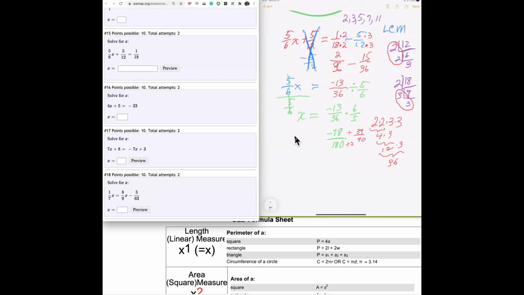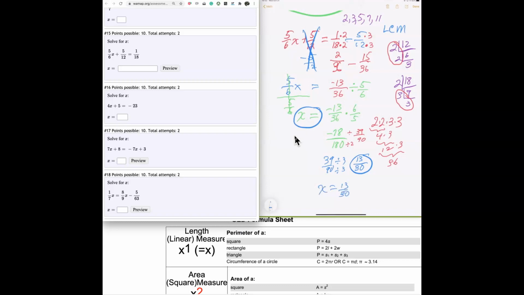Wow, and these are both divisible by 3. Cool. All right, I'm going to rewrite it, 39 over 90. We can take out a 3 twice. 39 divided by 3 is 13, right? 90 divided by 3 is 30. And I think that's as far as we can go. So this is our x factor. X is equal to 13 over 30.